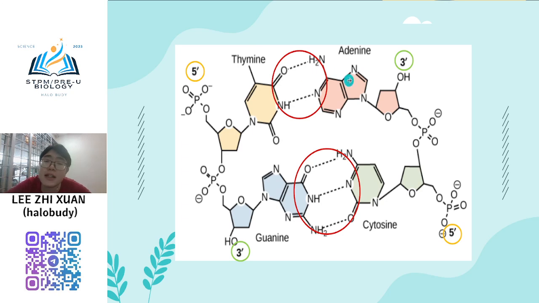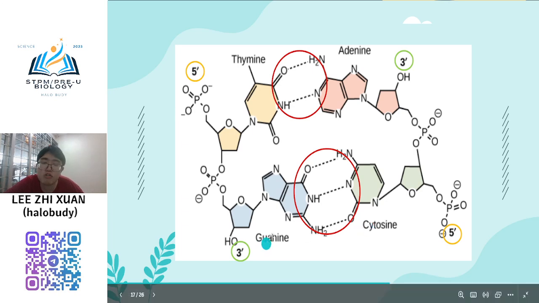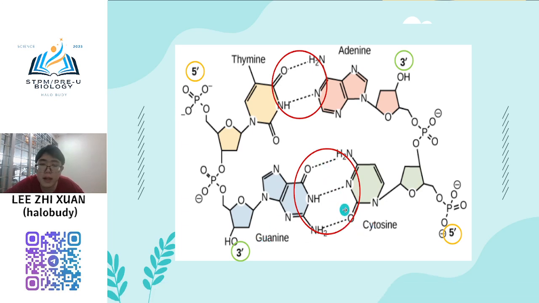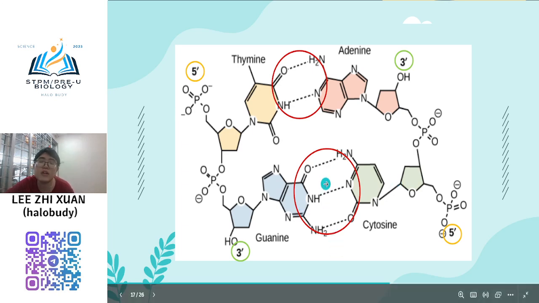So the most important thing is the number of hydrogen bonds. Adenine and thymine, or adenine and uracil, they are bonded with 2 hydrogen bonds only. You need to know the number. But for cytosine and guanine, there are 3 hydrogen bonds. So I repeat again, adenine to thymine or adenine to uracil, they are only bonded with 2 hydrogen bonds. For cytosine and guanine, they are bonded with 3 hydrogen bonds.